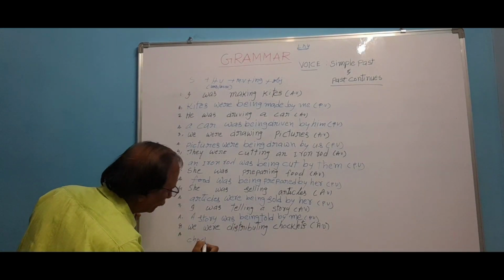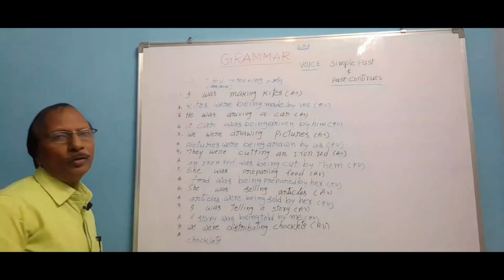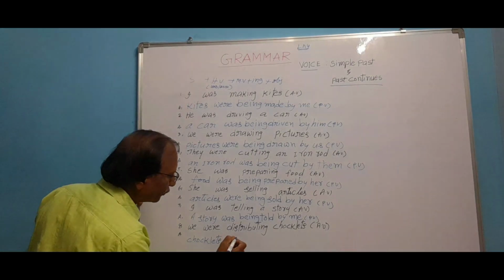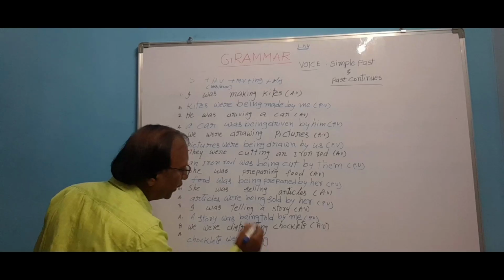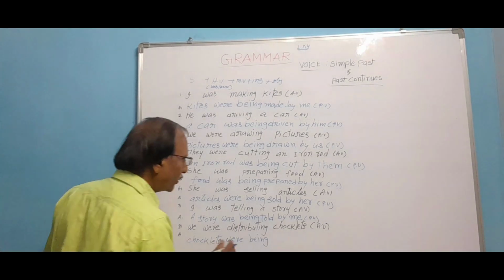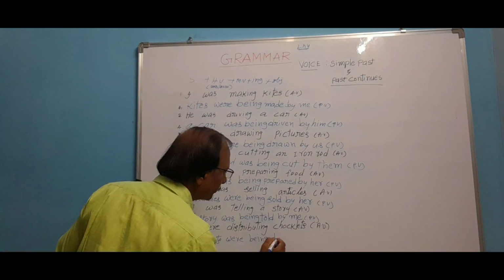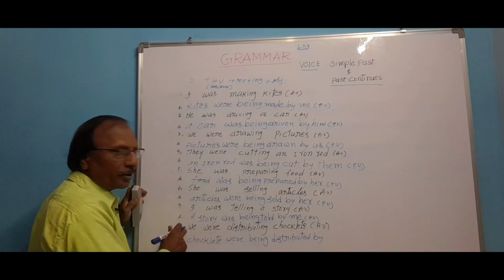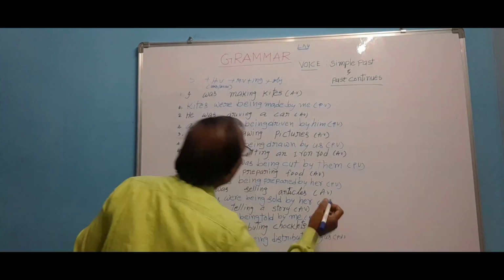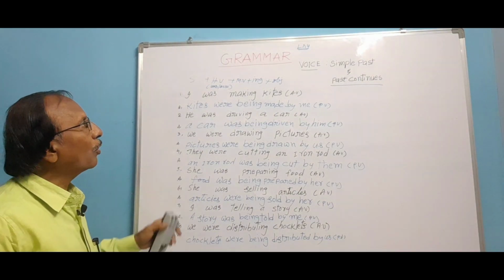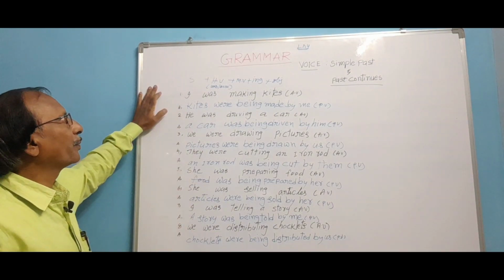Chocolates, it is plural form. That is why were, chocolates were being, distribute, distributed. Chocolates were being distributed by, we change into us. So sentences in past continuous voice will be in this manner.